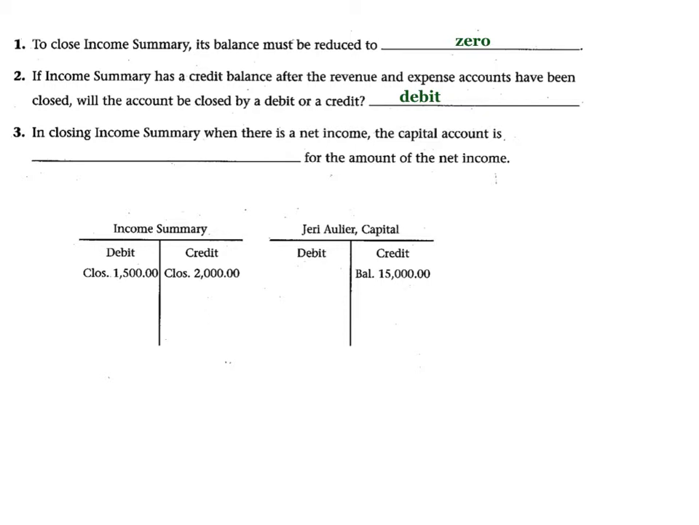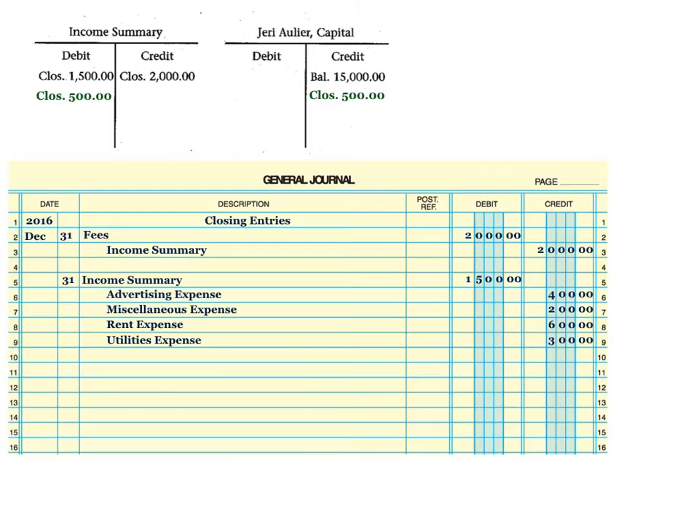So now, in closing the income summary when there is a net income, the capital account is credited because we had a debit in the income summary to close out the income summary account. Therefore, we need a credit of the same amount in our capital account. And here's what it looks like on our T account. We have a closing entry of $500 in income summary and a closing entry of $500 in capital under the credit.